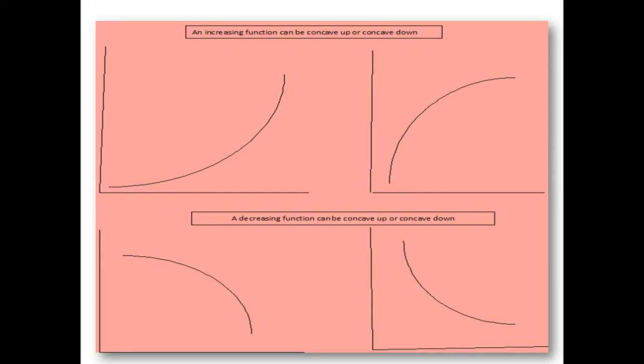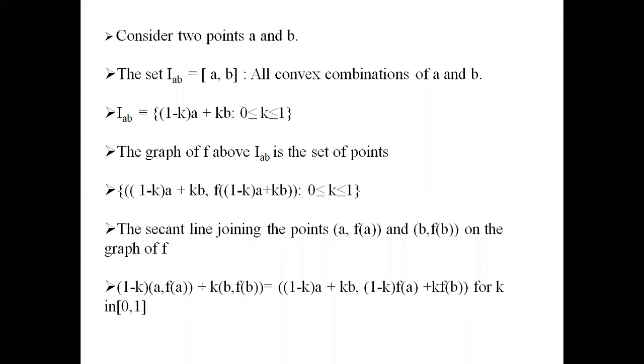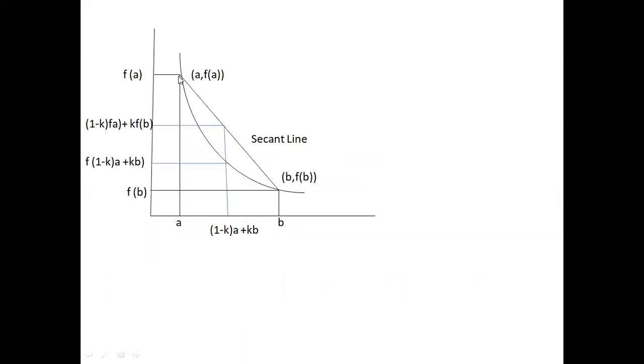So there is also a non-calculus definition of concave up and concave down. This characterization follows from the observation that for a function which is concave up, the secant line joining two points on the graph lies above the graph. Suppose we are considering two points here, A and B, this is point A and this is point B.